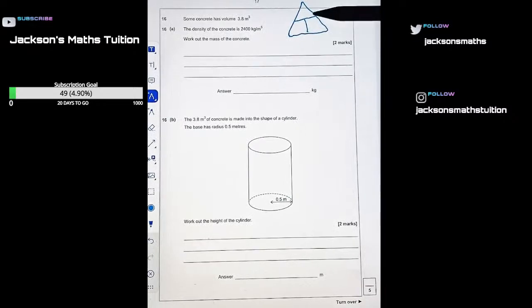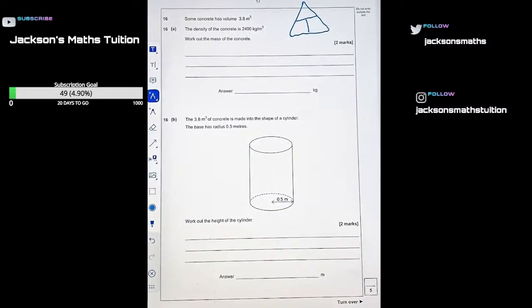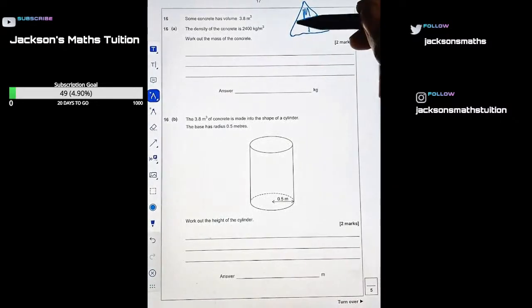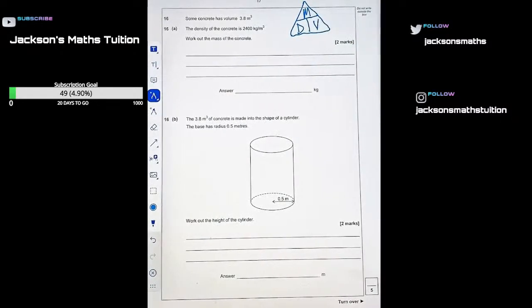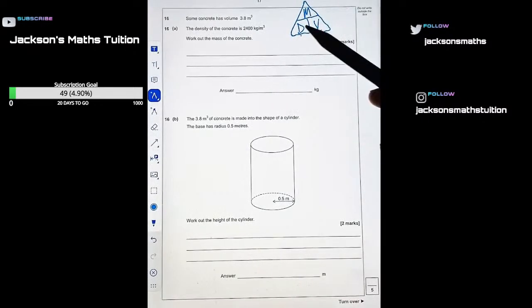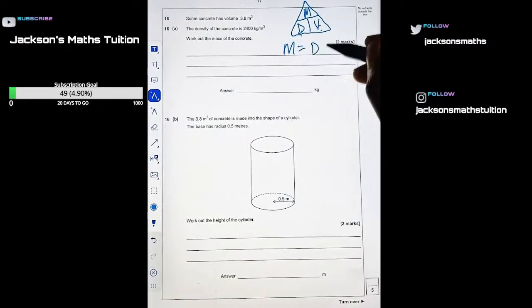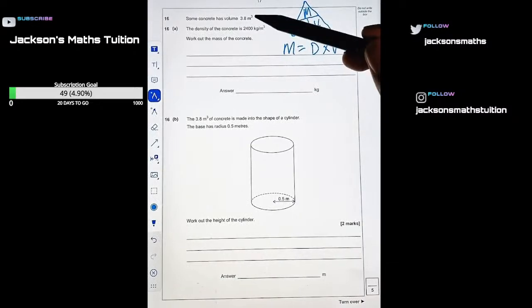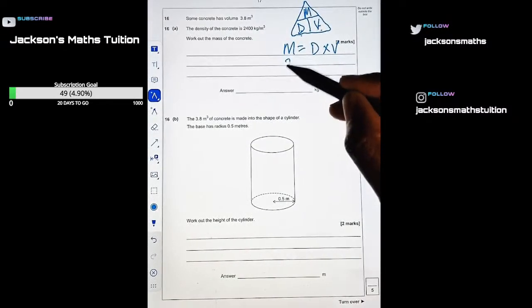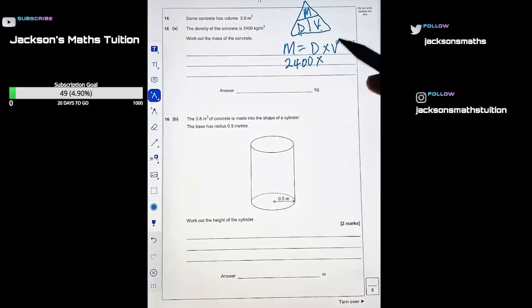So most kids prefer to write down the triangle like this because they're able to memorize it that way. So for your mass, density, volume, M goes at the top, D over here, and V on the right. What that means, to get your mass, you're doing density times volume, okay? So you're multiplying. So mass is density times volume. So if the density here is 2,400, we're going to multiply that by the volume, 3.8. Put that on the calculator, and then that will give you your mass.